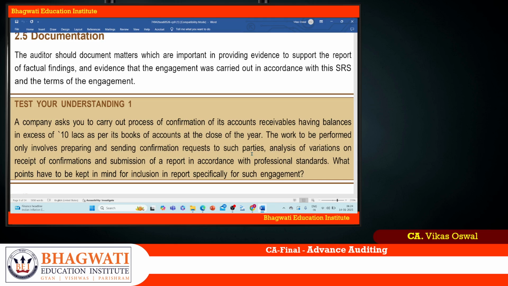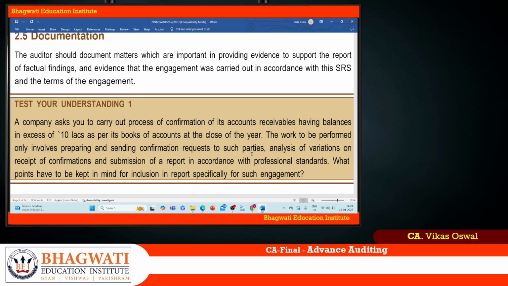The following points you should keep in mind while reporting. First of all, a statement that the procedures performed are agreed upon with the recipient. So you have agreed upon certain procedures with the recipient. A statement that the engagement was performed in accordance with the standards on related services applicable to agreed upon procedures engagements. Identification of the purpose for which the agreed upon procedures were performed. Listing of the specific procedures which are performed. Description of the auditor's factual findings, including sufficient details of errors and exceptions found.